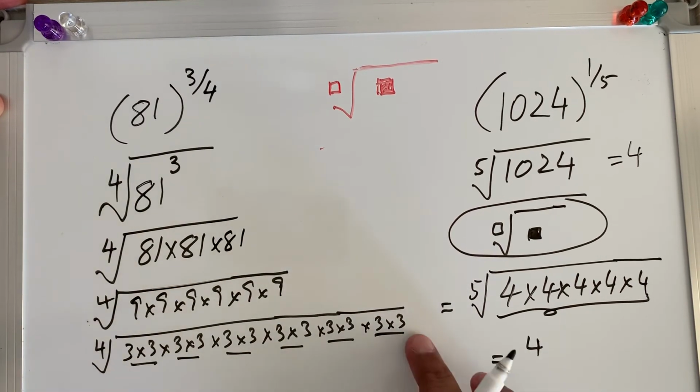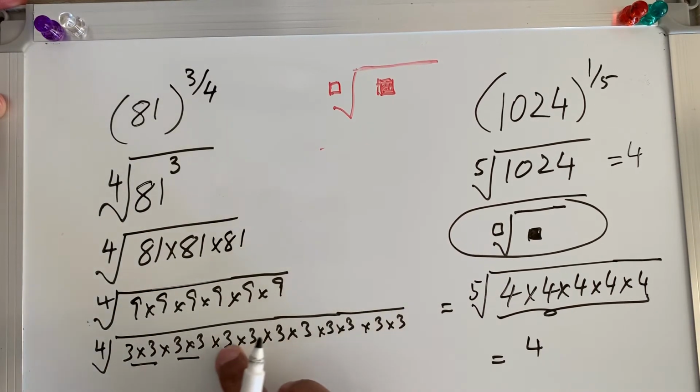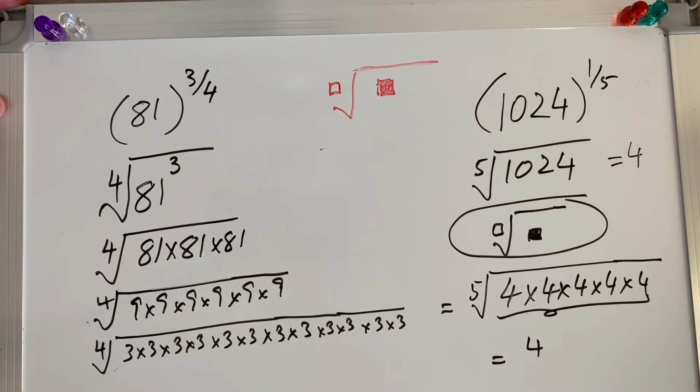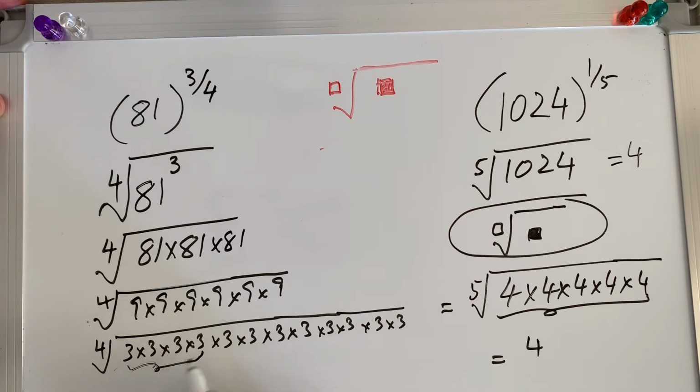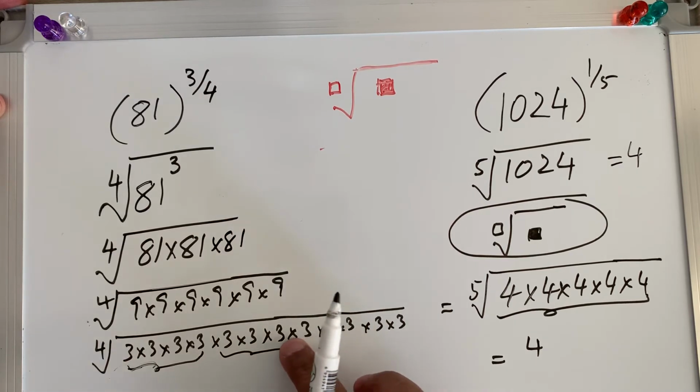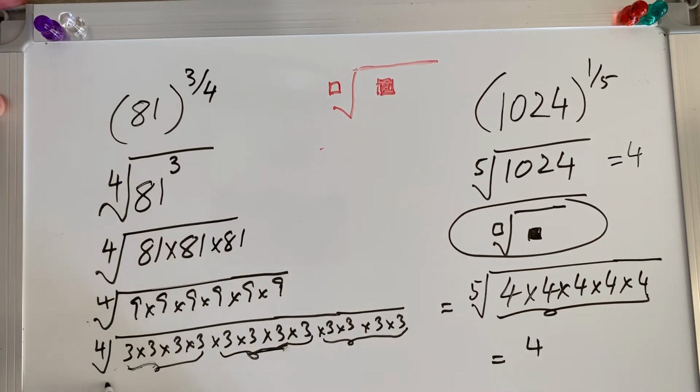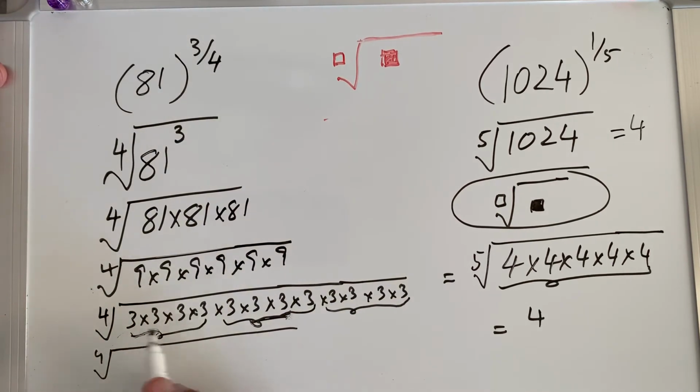Now I have to make groups of 4, not 2. In square root we make the group of 2. In cube root we make the group of 3. Now it is the fourth root, so I have to make the group of 4. So this is one group of 4. This is the second group of 4, right? And this is the fourth group of 4. So if I want to take the fourth root of this number, I have to make the group of this.